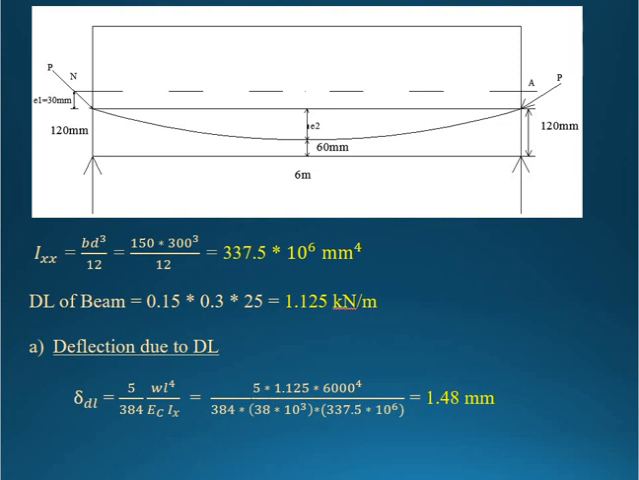Substitute all the values: 5 into 1.125 into 6000, that is, it's 6 meters, converted into mm, it will be 6000 power 4, by 384 into EC, which is 38 into 10 power 3, into 337.5 into 10 power 6. It will be 1.48 mm. This is the deflection due to dead load.